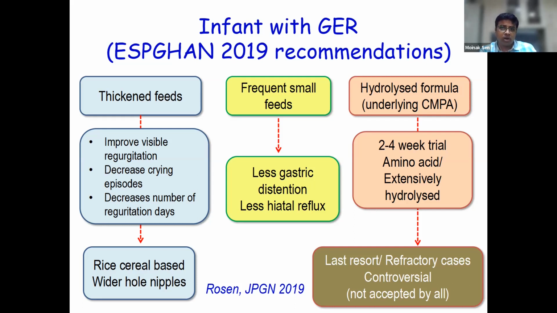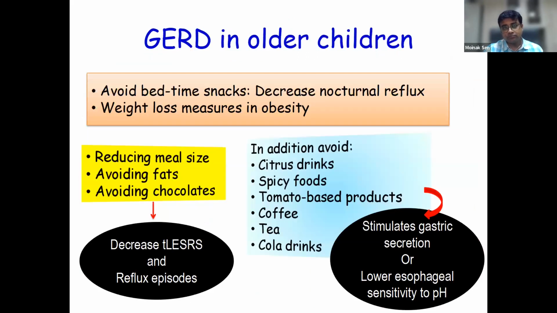You give small frequent feeds because with large volumes there will be more reflux through the G junction, and the patient can have aspiration. And in refractory cases, you have to try hydrolyzed formula, especially in patients where a concomitant cow's milk allergy is suspected. And here you have to give a 2 to 4 weekly trial of this formula.